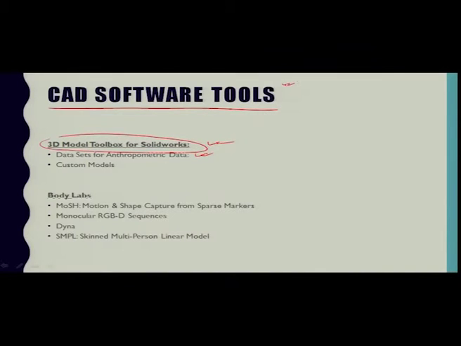So in that series there are other software tools also. Those software tools are Body Labs and the 3D model toolbox for SolidWorks. So basically these toolboxes are just to put the anthropometric validation tools, and this Body Labs is also a particular software. Basically it's a CAD software for anthropometric analysis.